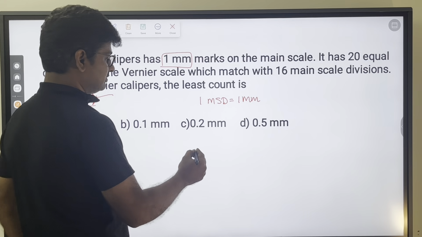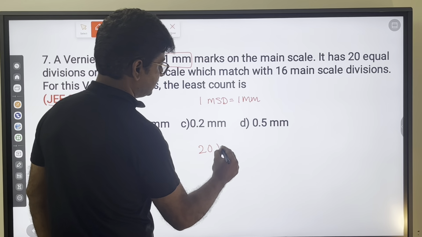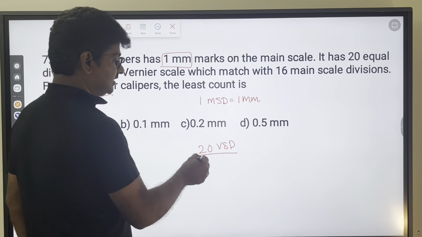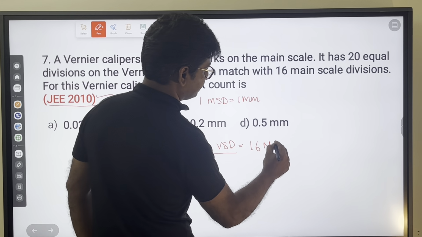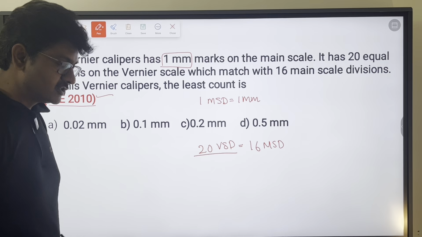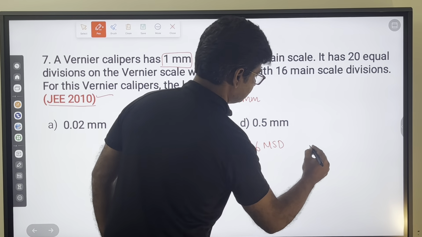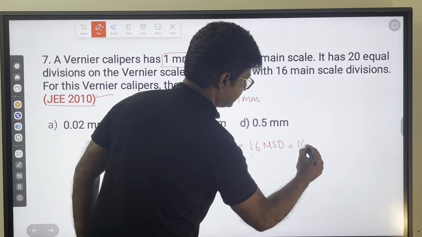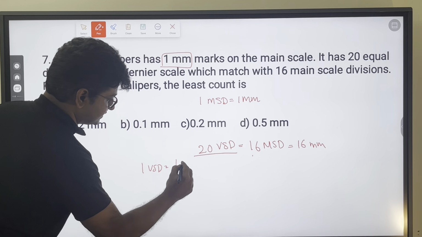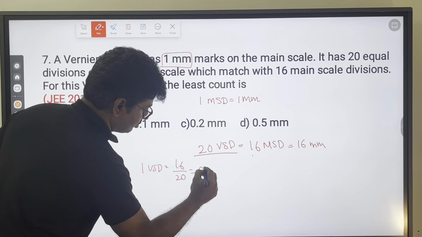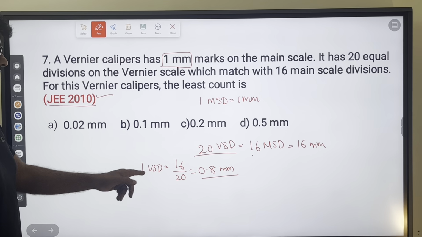So how many vernier scale divisions are there? Total number of vernier scale divisions, 20. And these 20 are matching with 16 main scale divisions. So 16 main scale divisions means how much? 16 mm. Therefore 1 VSD is equal to 16 by 20, 0.8 mm. So this is 1 VSD.